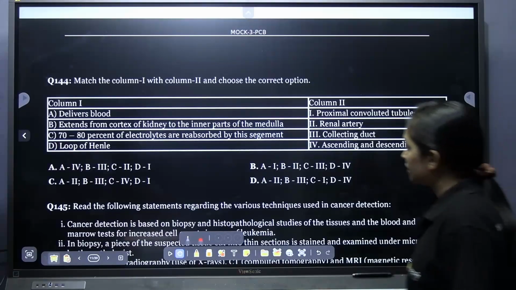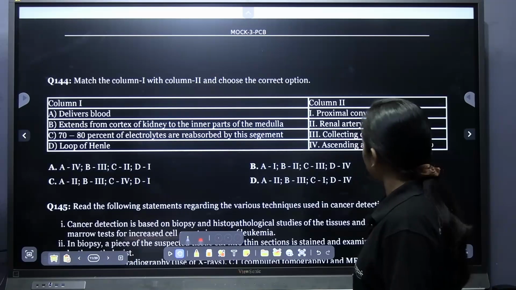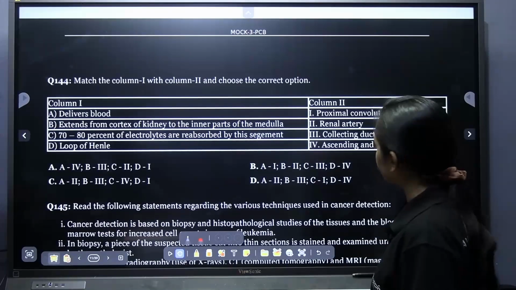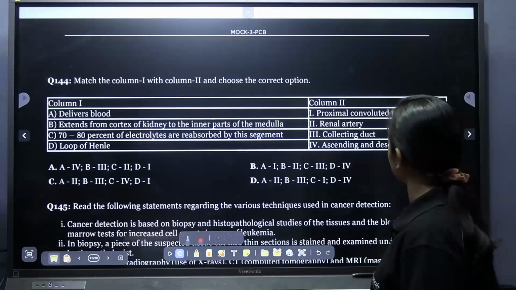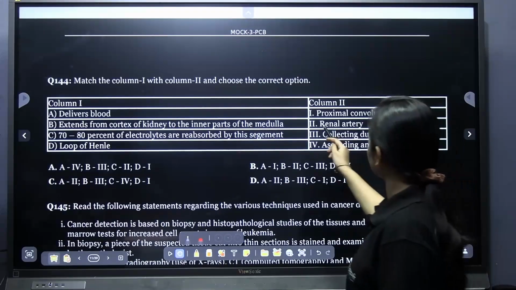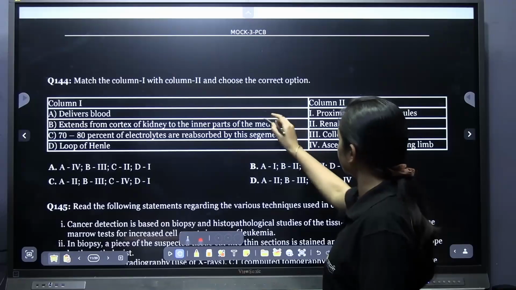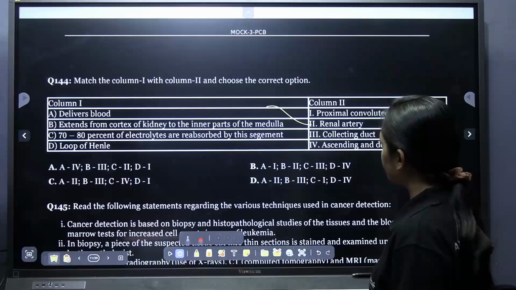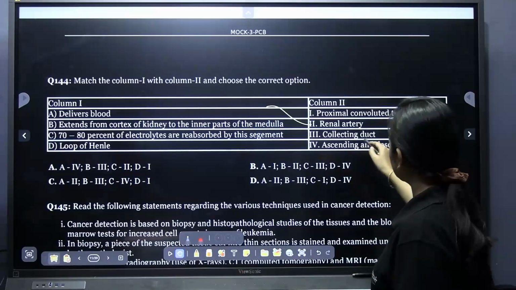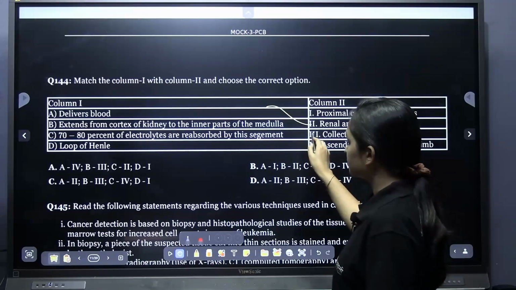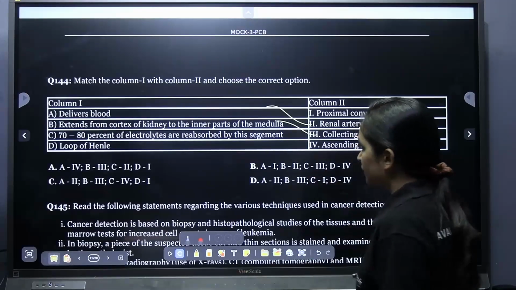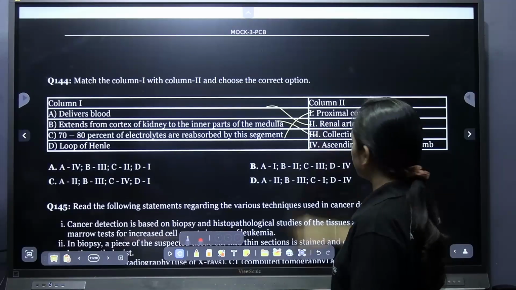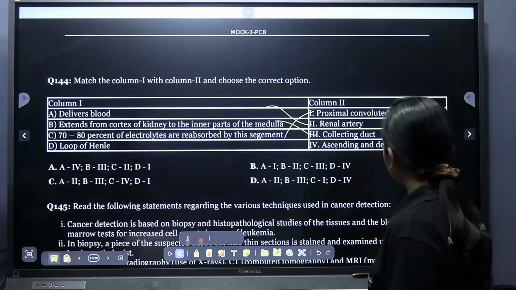Regarding kidney, what delivers blood is the renal artery, right? Renal artery extends from the cortex of the kidney to the inner part of the medulla. Not this, it is the collecting duct. 70 to 80% of electrolytes are absorbed in this, that is definitely PCT. Loop of Henle, ascending and descending limb.